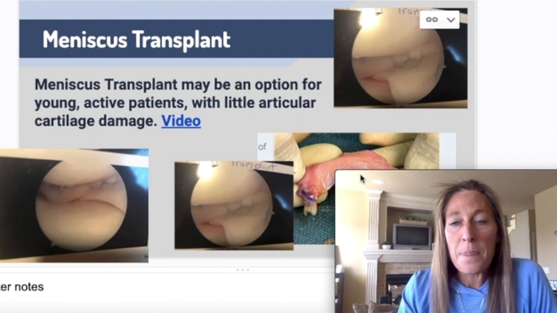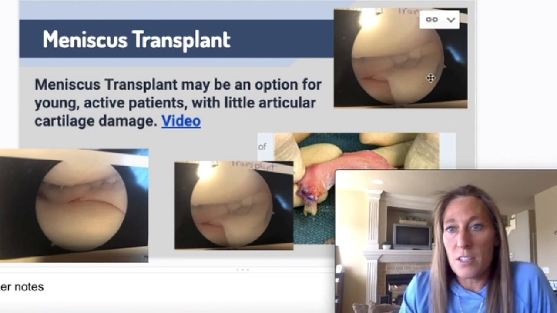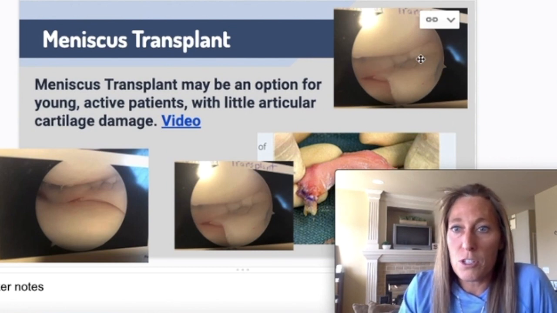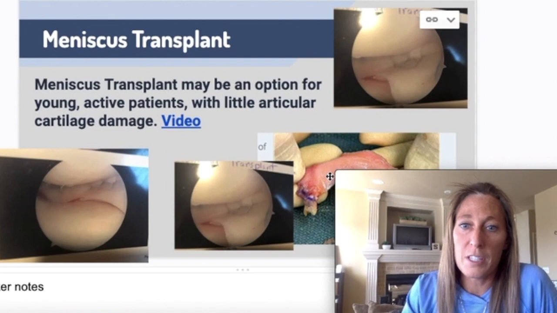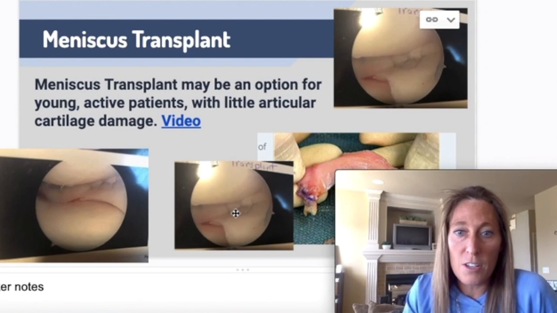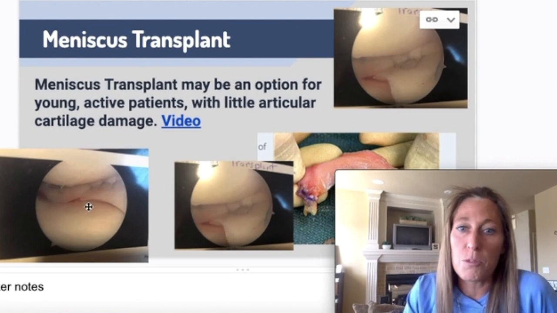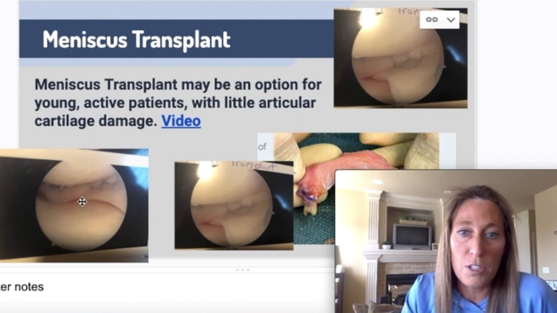Some pictures from in the surgery. This is scope pictures of what a meniscus transplant looks like. It's sewn in there, the meniscus. This is a meniscus of a cadaver before it's placed in somebody else's knee joint. Another picture, these are all pictures of the meniscus transplant once it is sewn into the new knee. So this was sewn into the tibia.